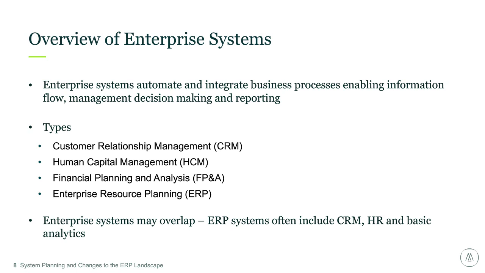Enterprise systems may overlap, and you will often see that most ERP solutions, for example, have CRM, they have a native HR, they have basic budgeting and analytics features. And I also like to point out that the types of enterprise systems that I've identified here are just broad categorizations, because some of these can be further subdivided. FP&A systems, for example, can be grouped into such categories as financial planning, corporate performance management, and BI analytics.